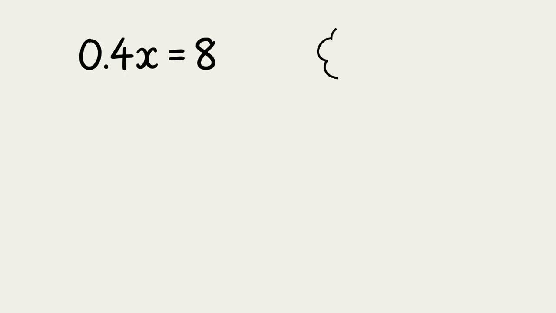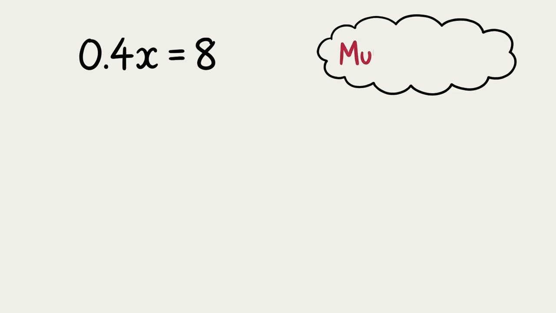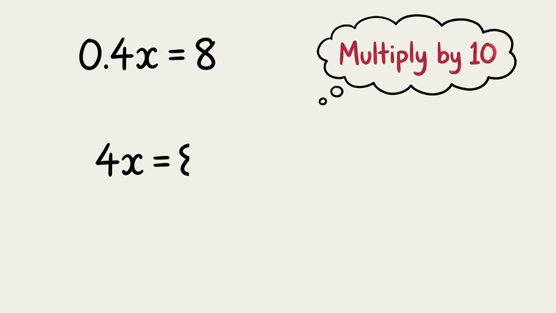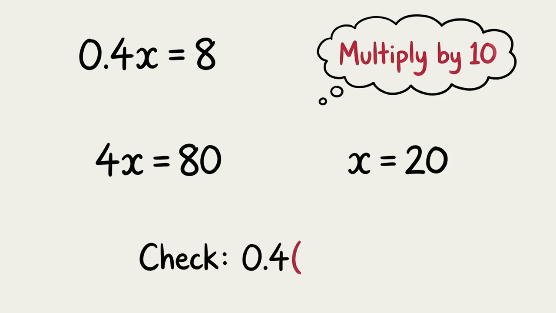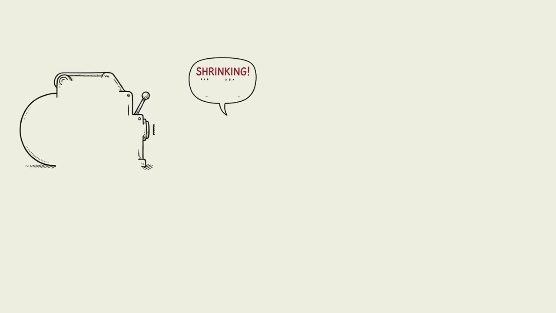0.4x equals 8. Some students feel nervous around decimals, but the reasoning is exactly the same. We could divide by 0.4, but first we can simplify the equation by multiplying both sides by 10. 0.4x becomes 4x. 8 becomes 80. Now divide both sides by 4. X equals 20. Check it. 0.4 times 20 equals 8.